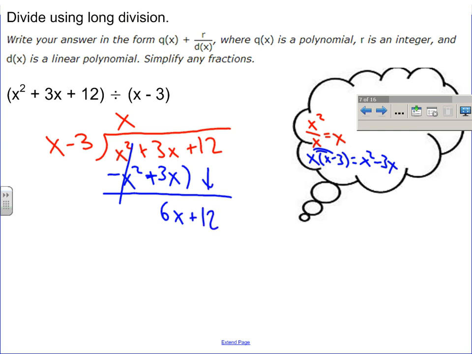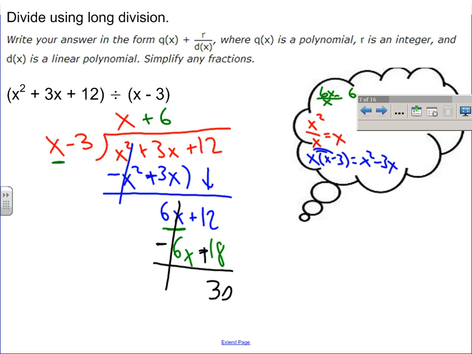Now I repeat steps 3 through 5. So I need to figure out what is 6x divided by x. And that is 6. So I get x plus 6, and now I multiply back 6 times x, 6x. 6 times negative 3 is negative 18. I'm subtracting the entire thing, so change, change, add down. These cancel out, and my remainder is 30.